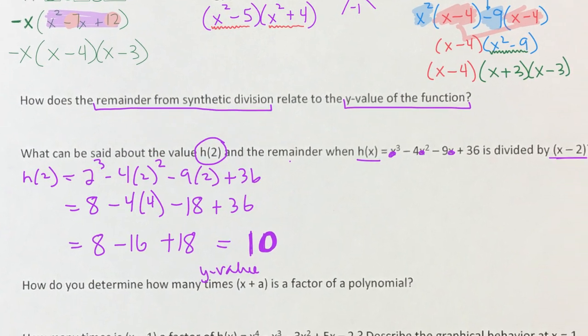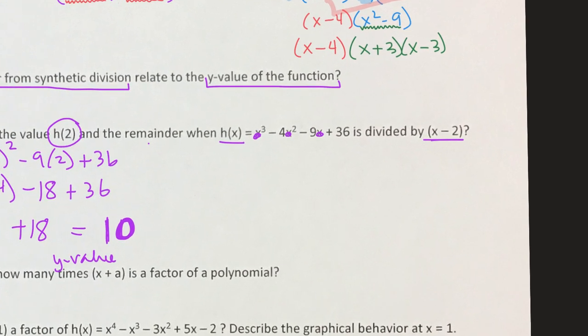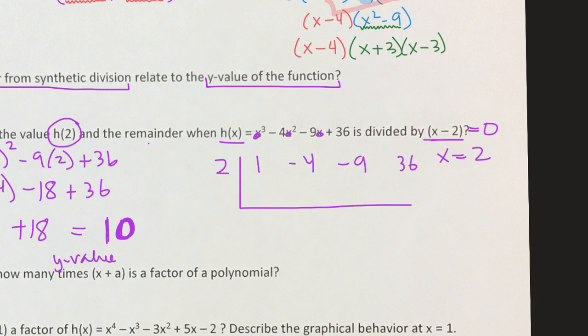So let's look at the remainder over here by synthetic division. Right, we set your factor equal to 0, so we're going to synthetically divide with positive 2. So 1, minus 4, minus 9, and 36. And let's see what we get. So I have a remainder of 10. Oops, that's the wrong one. I have a remainder of 10.